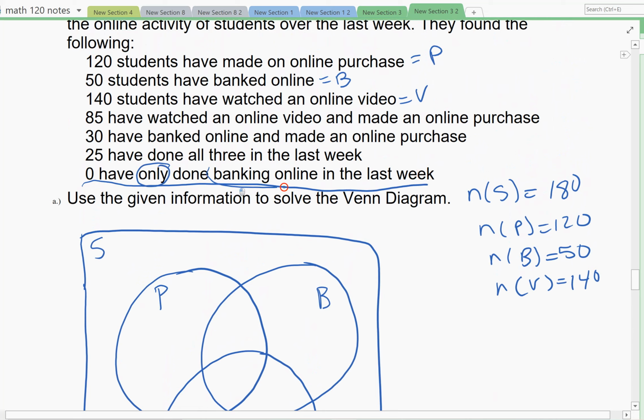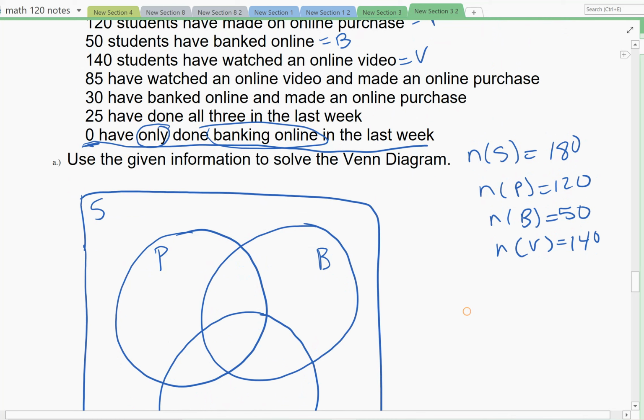The bottom of the list is the only banked online. Well, nobody in the survey said they only did banking online. And so, remember, this is the only banking online, so that's empty. Well, I'm going to put 0. 0 people are in that region. Then the next one up on the list is the all three. That's that middle wedge.